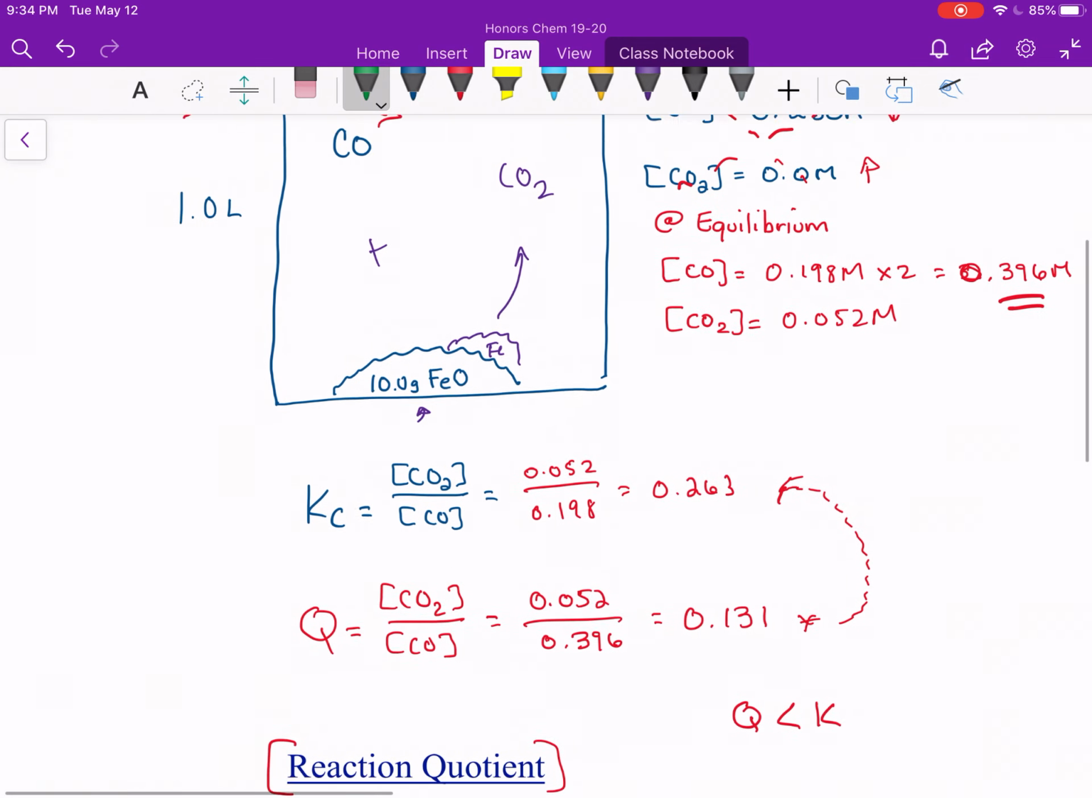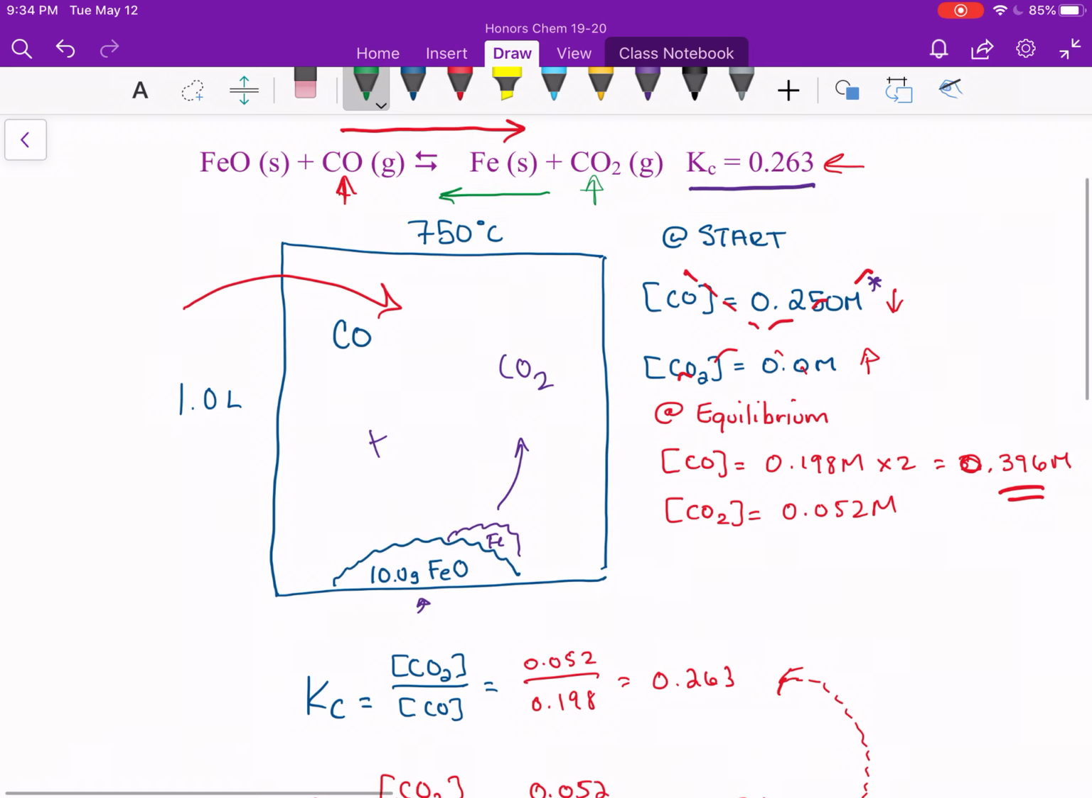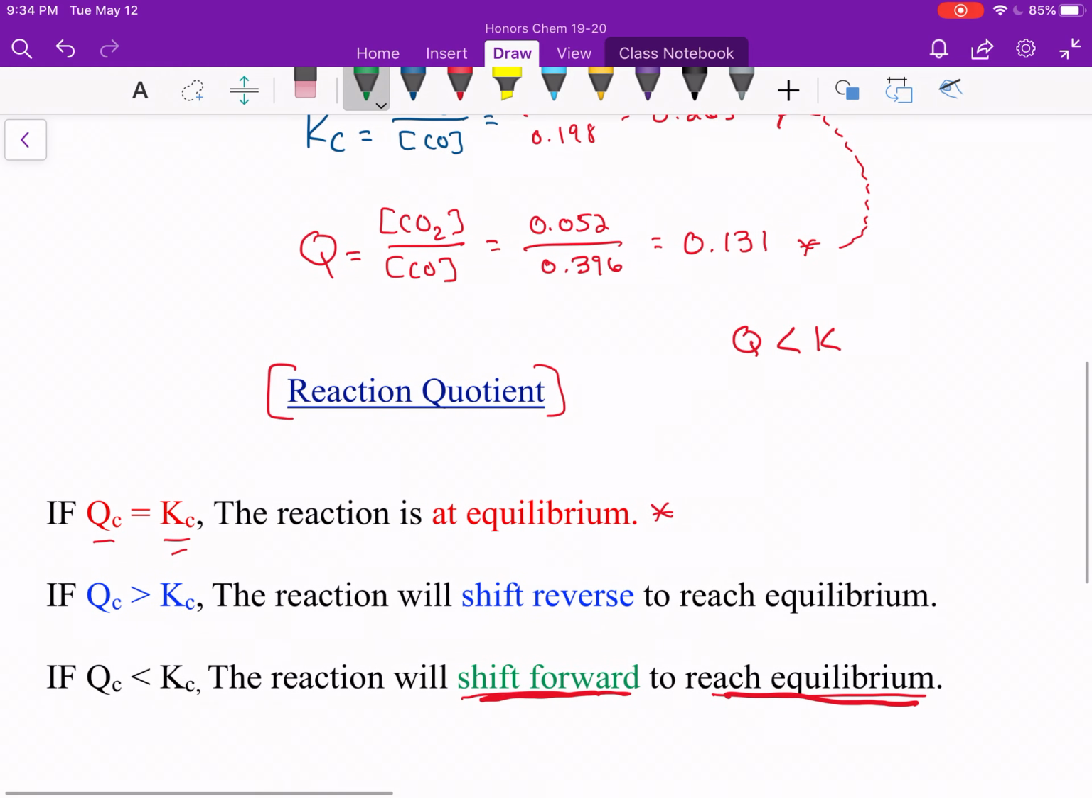And in that situation, if I were to increase the concentration of CO2, we would be in this situation here where our Q would be greater than K. Because we would see that the numerator would get bigger, and so that would have us shifting reverse. Okay, so we can compare and find out what Q would be compared to K, and that would tell us which way it shifts mathematically.